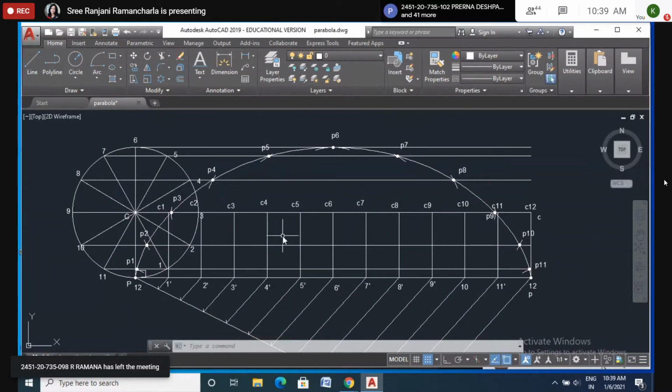Now, for this one also, you have to show the normal and tangent. It's given in the question that you have to draw the tangent and normal to the curve at the point on it 40 mm from the line. So 40 mm from the line, somewhere you measure from here to here 40 mm. Anywhere you may get here or here. So 40 mm, I will make it here, one point.